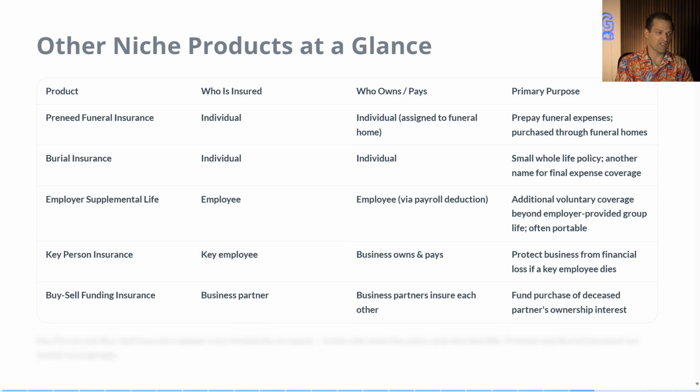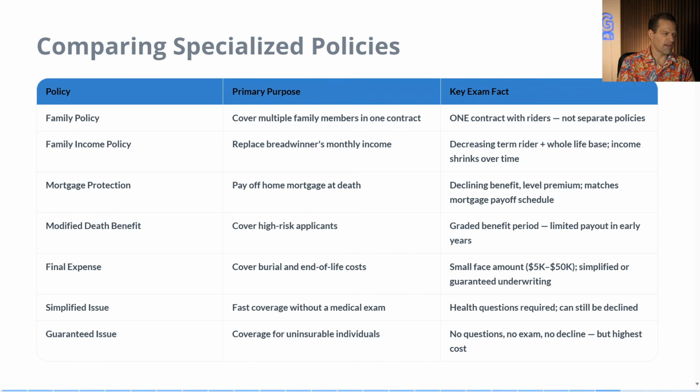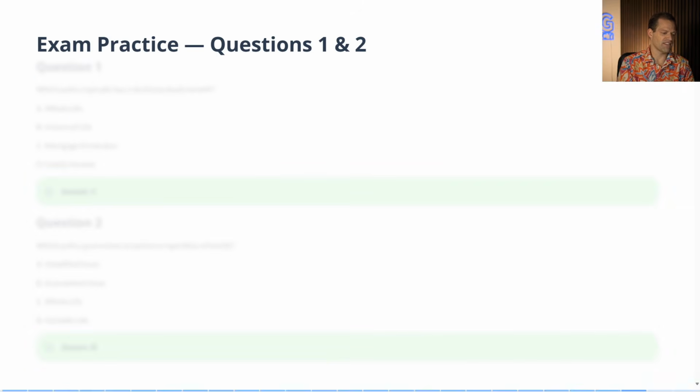It pays to know the difference and at least study the differences here. Understand that key person and buy-sell insurance appear more frequently on exams. Know who owns the policy and who benefits. Pre-need and burial insurance are tested conceptually. So comparing specialized plans, feel free to do all of these on your own and understand the primary purpose and key exam facts and differences.